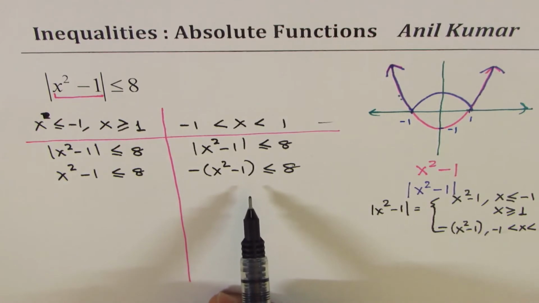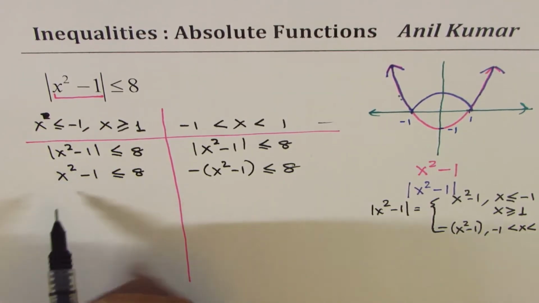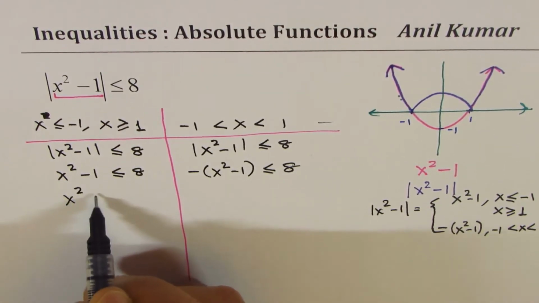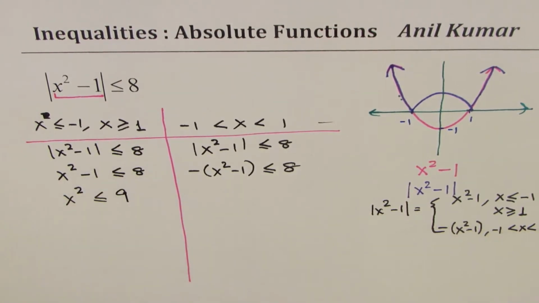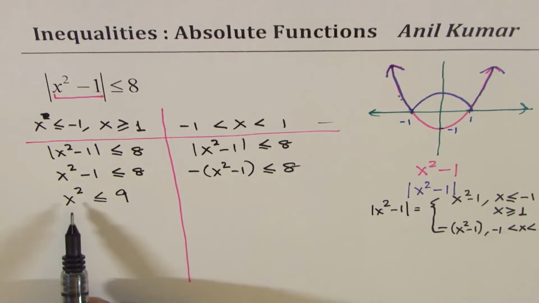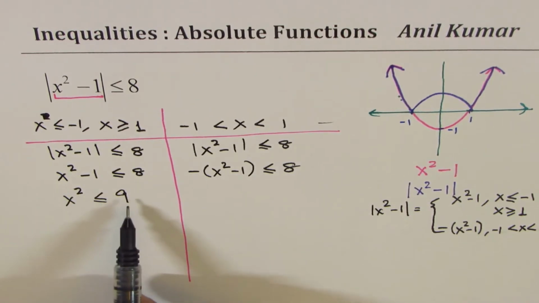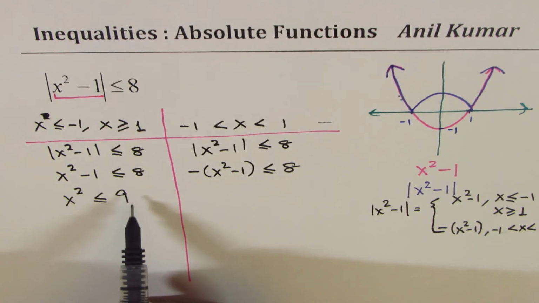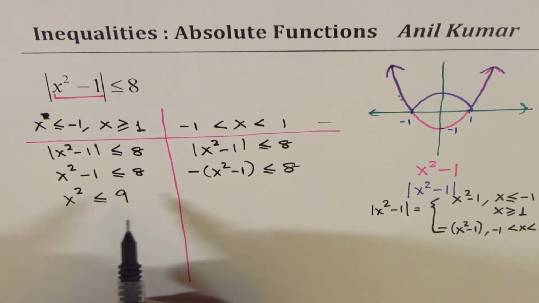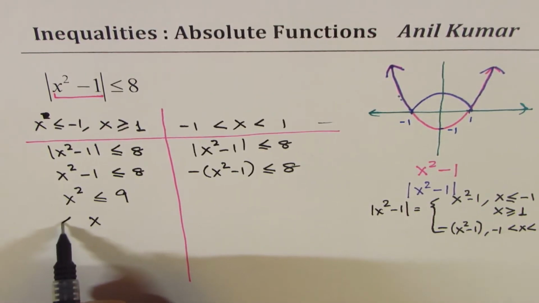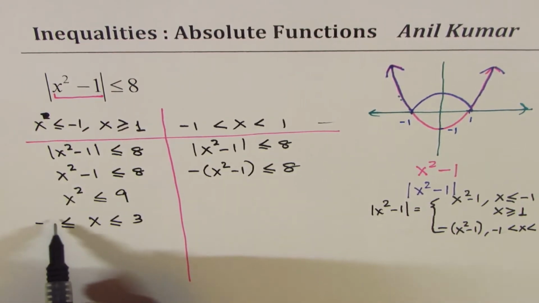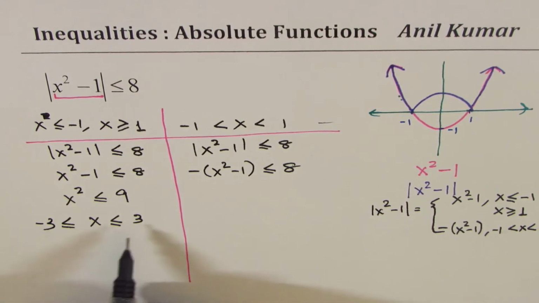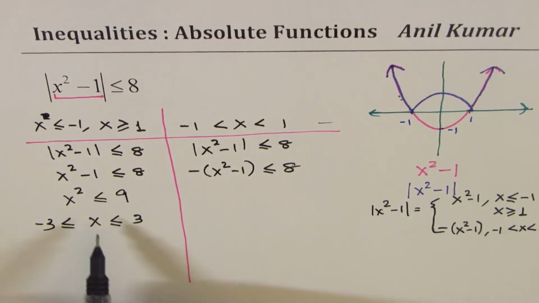Now let's solve these two inequalities. So for the first one, we could write this as x squared is less than or equal to, taking 1 there, 9. Correct? So we are saying x squared is less than or equal to 9. So when we take the square root, we get that x is between minus 3 and 3. So that is the solution we get for this part.